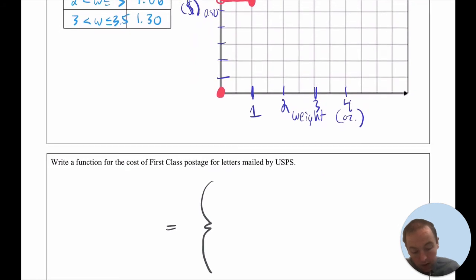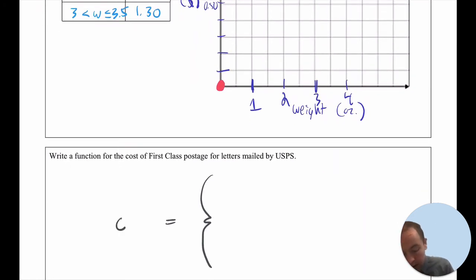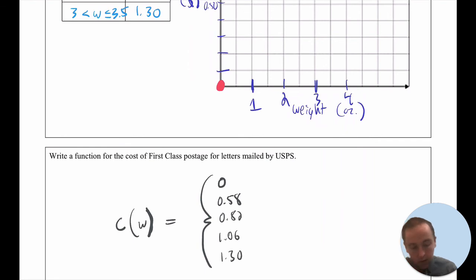So let's define the cost to be your y value, because the cost is going to be determined by the weight. And so let's let the input variable be w. So c of w will be our function. And so it turns out that the cost will either be equal to 0 or 58 cents or 82 cents or $1.06 or $1.30. So it equals one of those 5 different things, but not all at the same time. In other words, it wouldn't be a function if it equaled multiple y values for the same input.